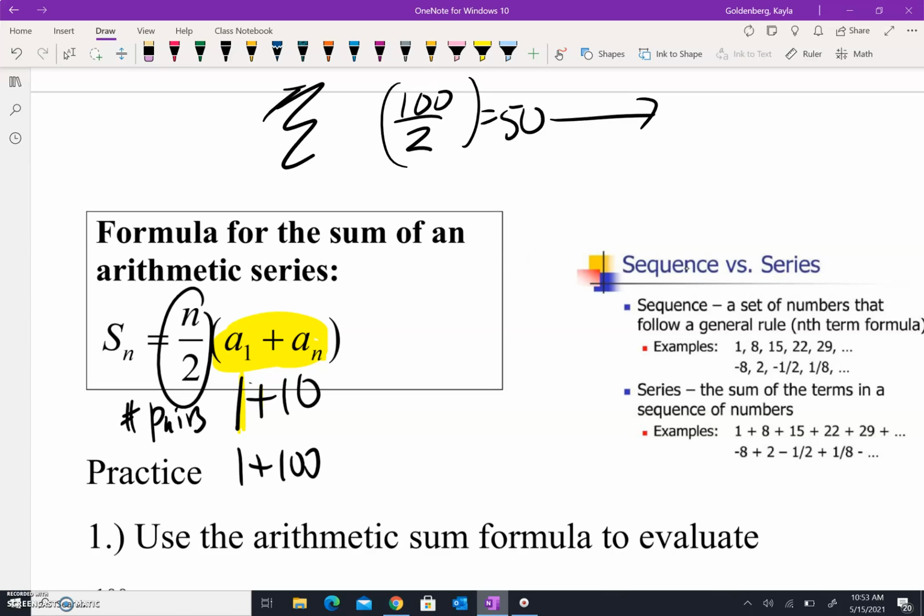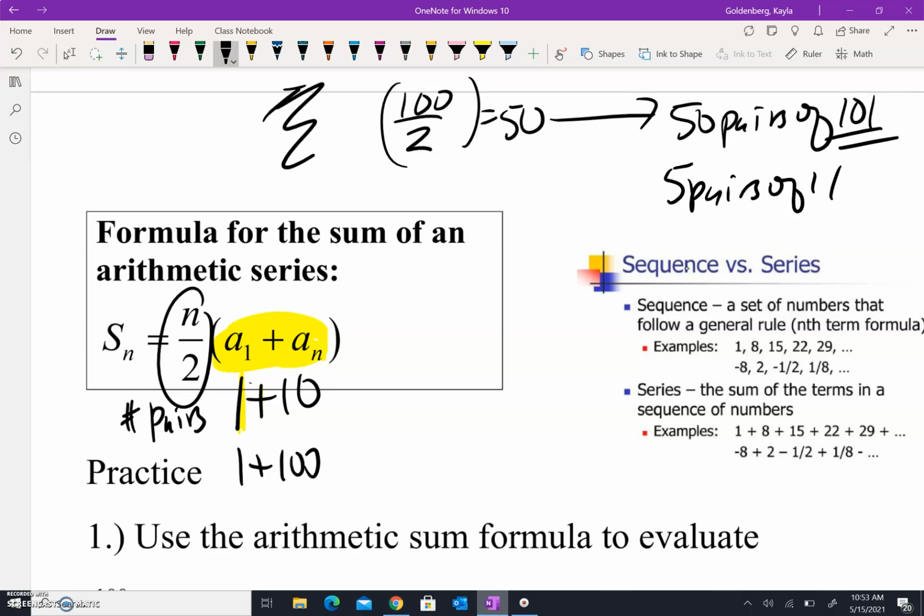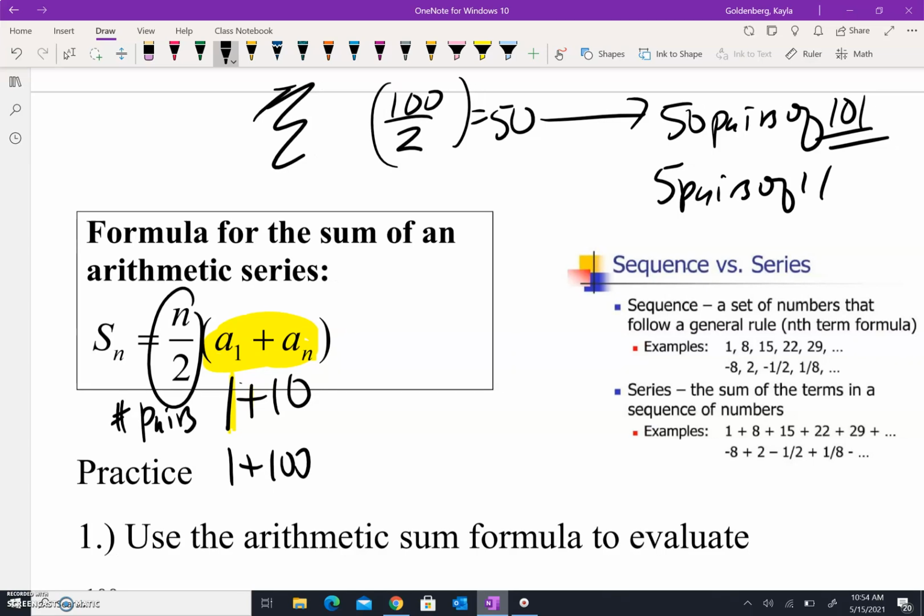So remember how that told us we had 50 pairs of 101, or the same thing as 11, we had 5 pairs of 11. So the pattern is you add the first and the last together, and then you divide how many total numbers you have by 2 to make the pairs.